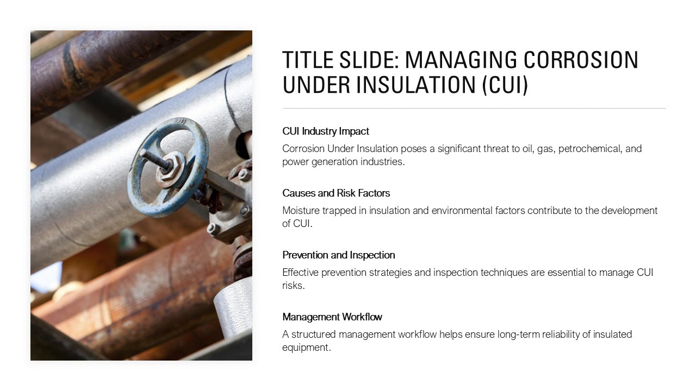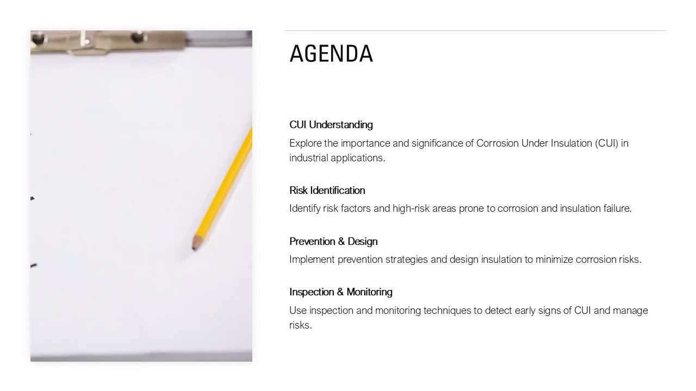reliability of insulated equipment. The agenda includes: Number 1, understanding CUI and its significance; Number 2, identifying risk factors and high-risk areas; Number 3, prevention strategies and insulation design; Number 4, inspection and monitoring techniques; Number 5, risk-based inspection or RBI approach; Number 6, CUI management workflow; Number 7, repair and mitigation practices; Number 8, documentation and continuous improvement; Number 9, case study and lessons learned; and Number 10, best practices summary.